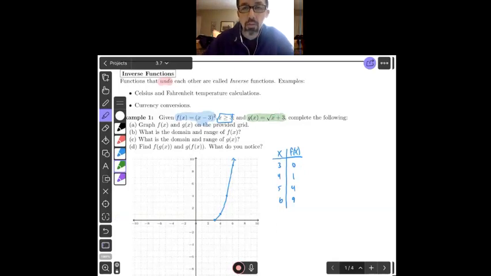So what type of function are we looking at? What family of functions are we looking at here? What would the graph of this look like? Okay, it's a square root. Our family of functions is a square root.